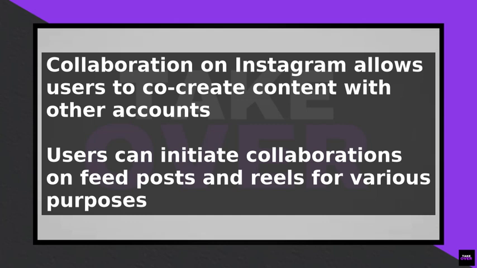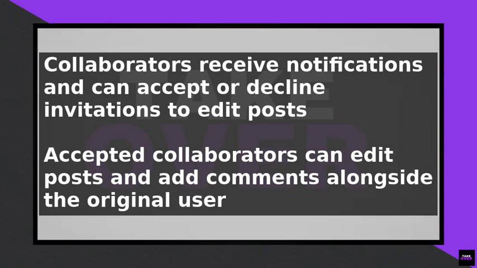Once you have added collaborators to your post, they will receive a notification and have the option to accept or decline the collaboration invitation. If they accept, their username will appear on the post alongside yours, and they will have the ability to edit the post and add their own comments.